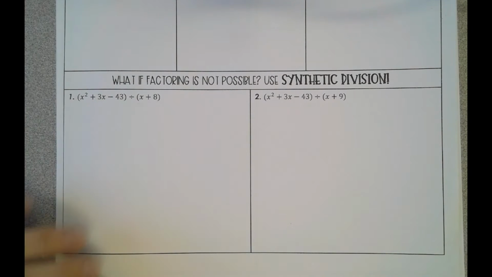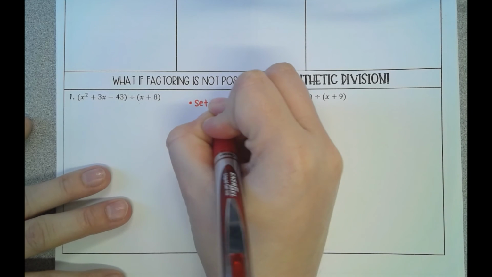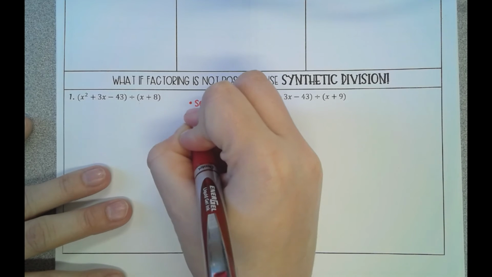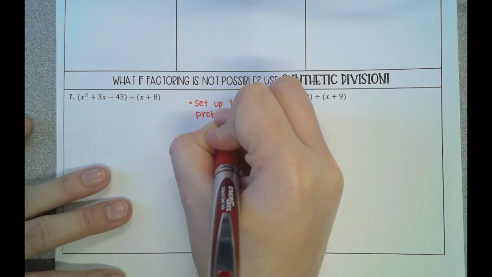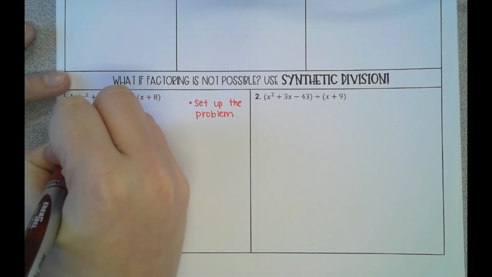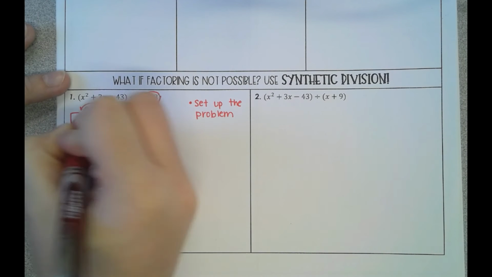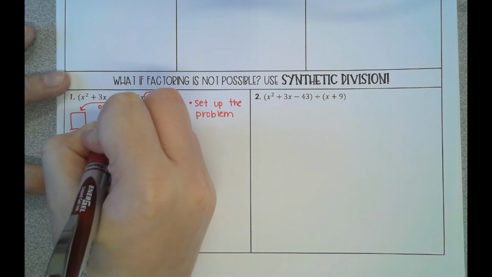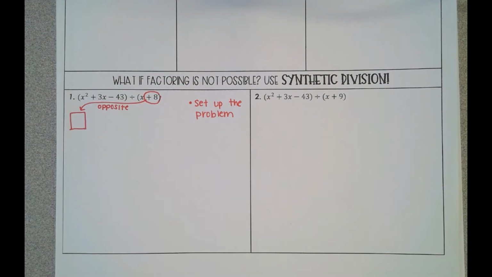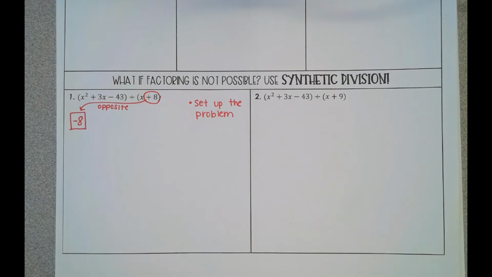All right, so step 1, we have to set up the problem. We have a box, and in this box, we put the opposite of what we're dividing by. What we're dividing by is x plus 8, so we're going to put a negative 8 in the box.